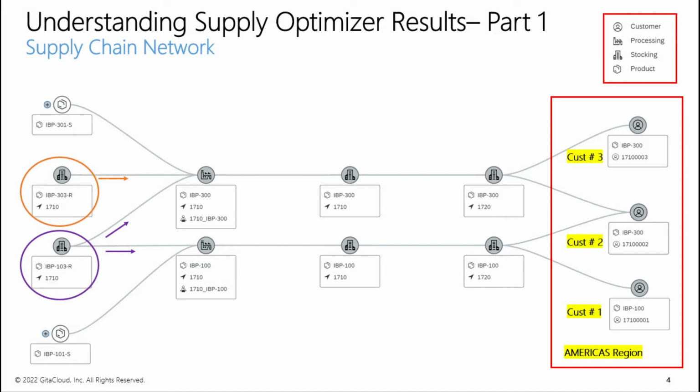Plant 1710 has an assembly resource to produce these two finished goods. IBP 100 only needs one raw material, IBP 103R. IBP 300 needs both raw materials, IBP 103R and IBP 303R. Two suppliers provide these raw materials to the Plant 1710.